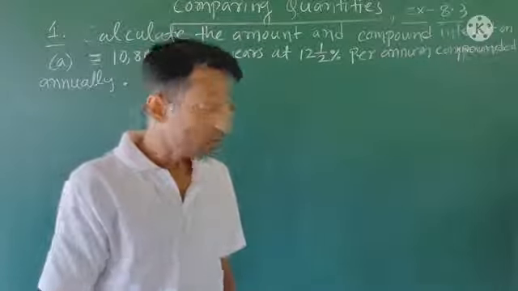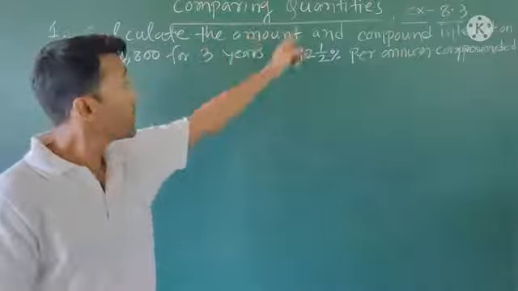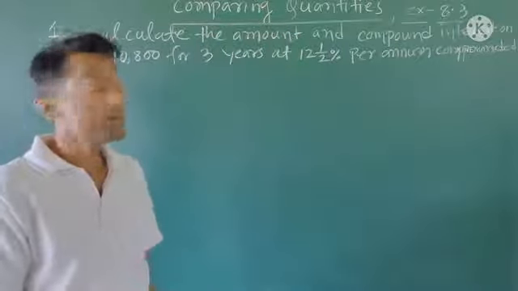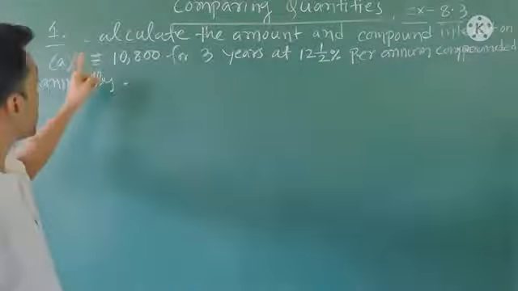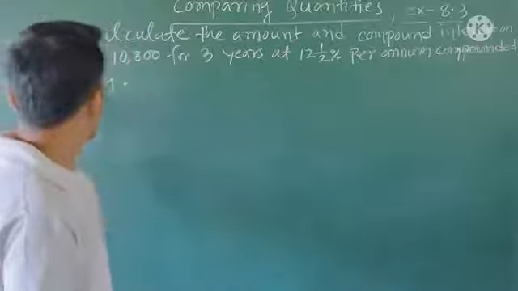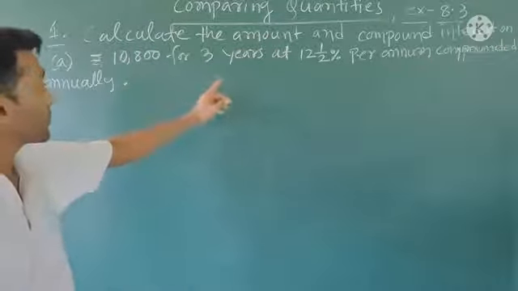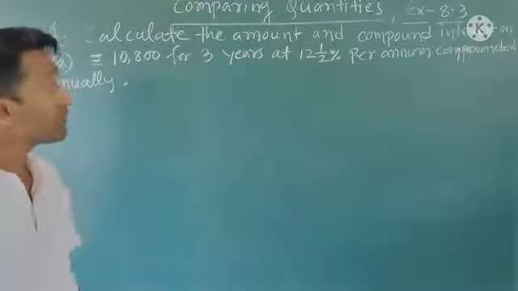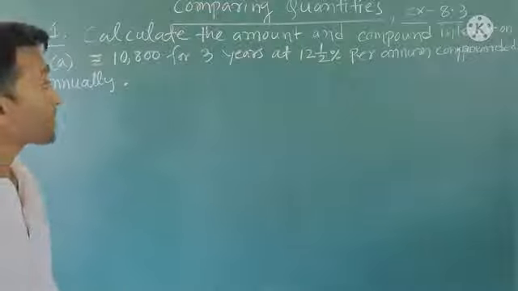Hello students, today we'll discuss a new topic, that is comparing quantities from your exercise 8.3. Let's see question number 1. Calculate the amount and compound interest on rupees 10,800 for 3 years at 12½% per annum compounded annually.